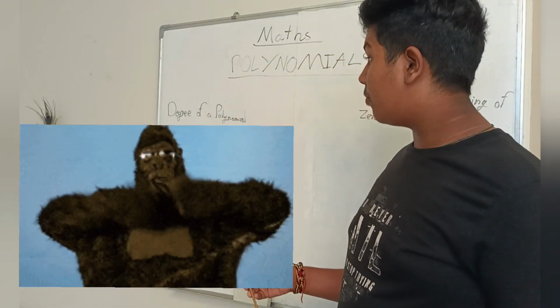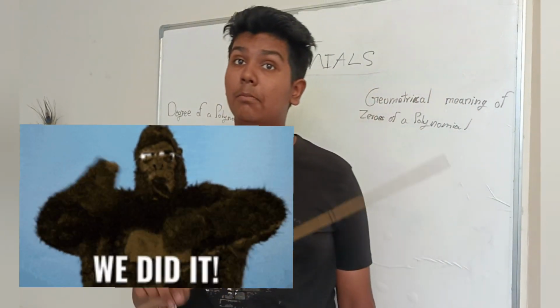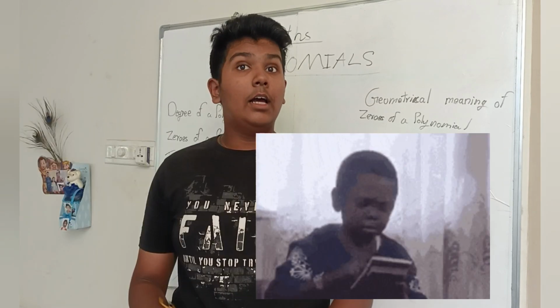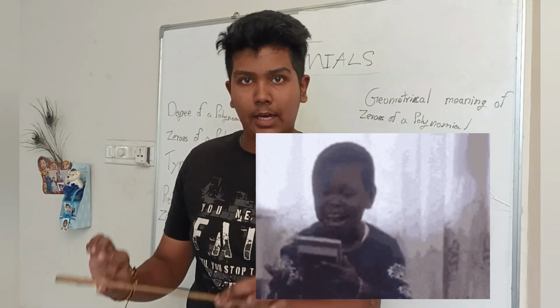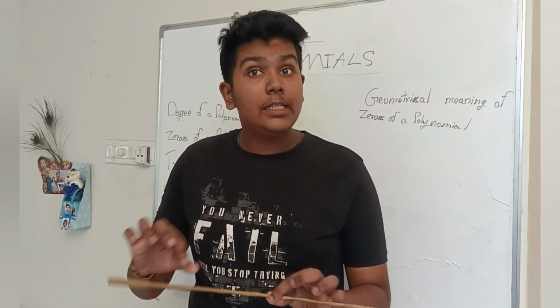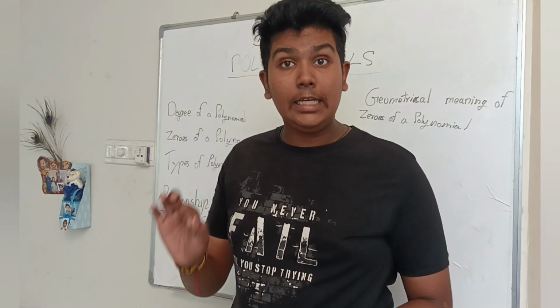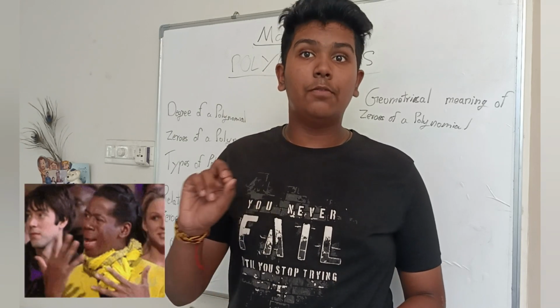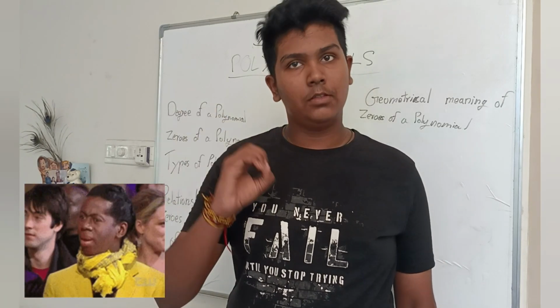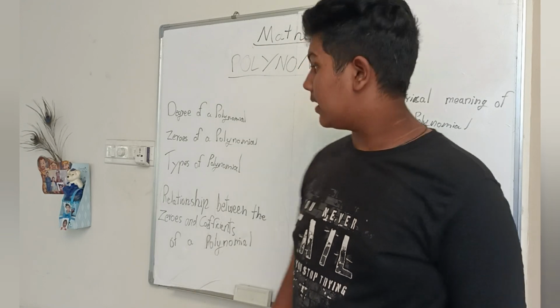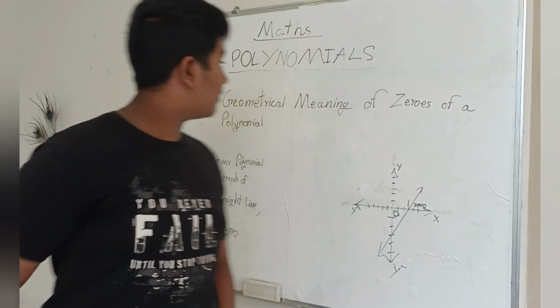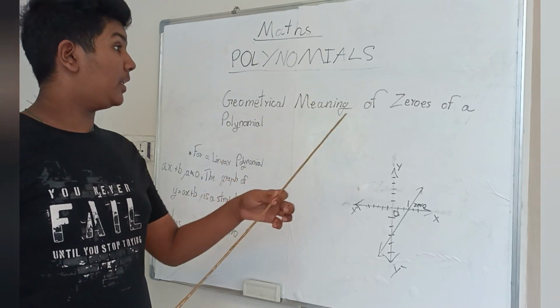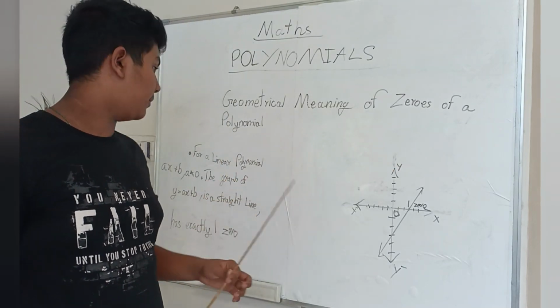Then next, what is the zero of a polynomial? A real number k of the polynomial p of x is said to be zero of the polynomial if p of k is equal to 0. That is called zero of the polynomial. Okay, now we'll start. What is geometrical meaning of zeros of a polynomial?